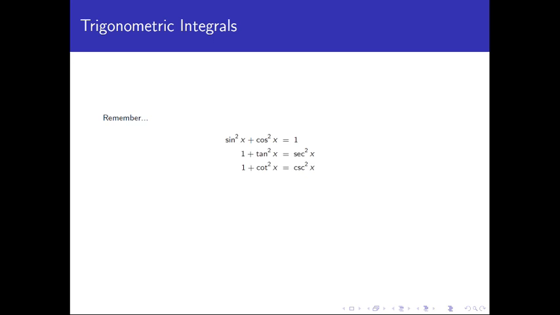So these first three here are just your Pythagorean identities. So you've got your sine squared x plus cosine squared x equals 1, your 1 plus tangent squared x equals secant squared x, and your 1 plus cotangent squared x equals cosecant squared x.